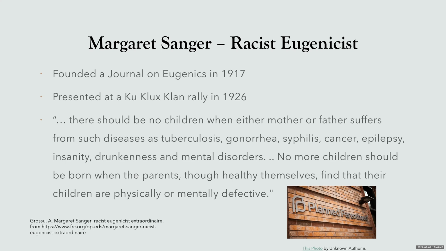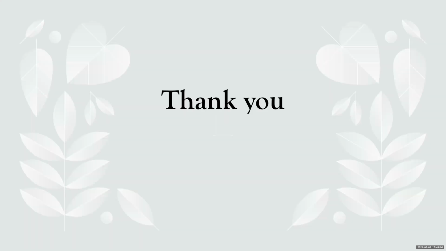I've attached one more quote to wrap up her idea, being that there should be no children when either mother or father suffers from such diseases as tuberculosis, gonorrhea, syphilis, cancer, epilepsy, insanity, drunkenness, and mental disorders. No more children should be born when their parents, though healthy themselves, find that their children are physically or mentally defective. So while Margaret Sanger is known as a women's activist and founder of the birth control movement, she is also seen as a eugenicist with a racist legacy.